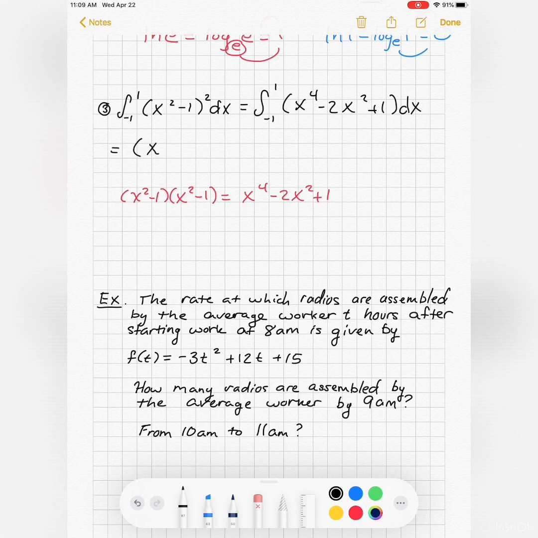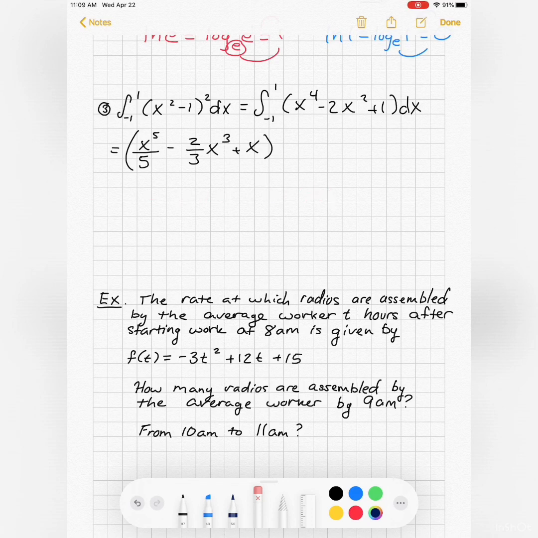Okay, so let's see. Now my integral, what is that going to be? x to the 5th over 5 minus 2/3 x cubed plus x. Let me make sure I got that right. If I differentiated that, I'd get x to the 4th minus 2x squared plus 1. Looks good. And from -1 to 1.